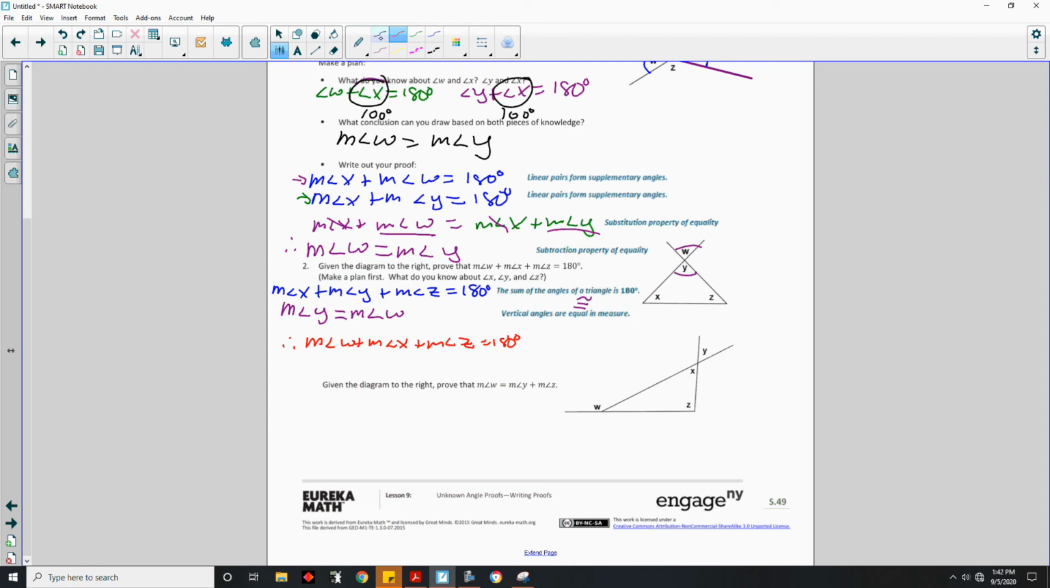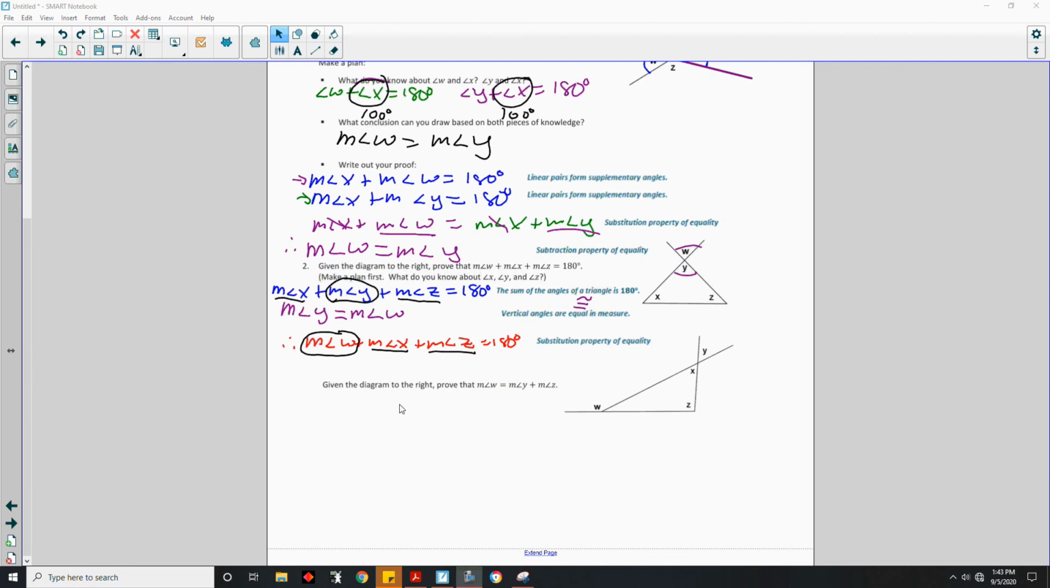So let me just point this out to you. Here is the measure of angle X. Here is the measure of angle X. Here's the measure of angle Z. Here's the measure of angle Z. Y is equal to W. So instead of saying Y here, we put W in its place. That's substitution. Okay, substitution property of equality. We proved what they asked us to do by using the triangle sum theorem and the vertical angles theorem.